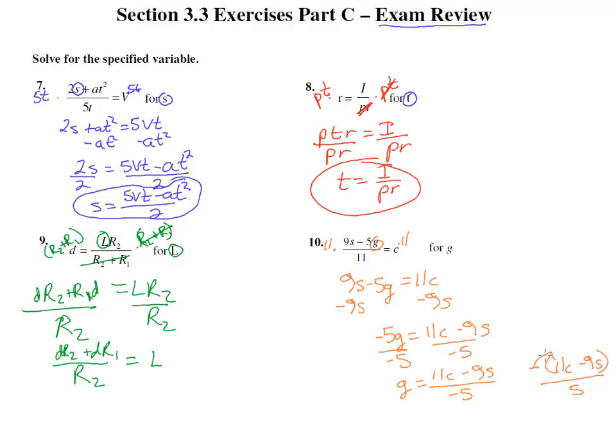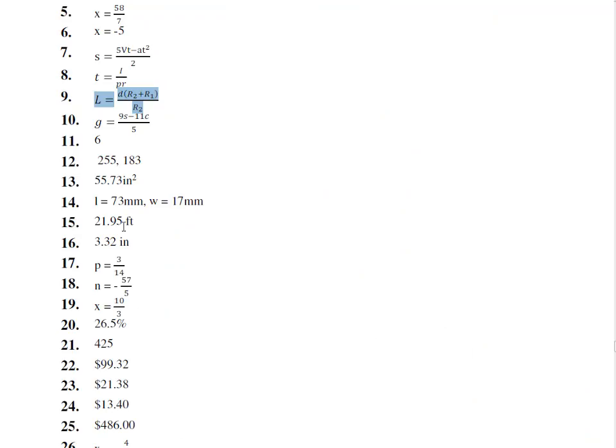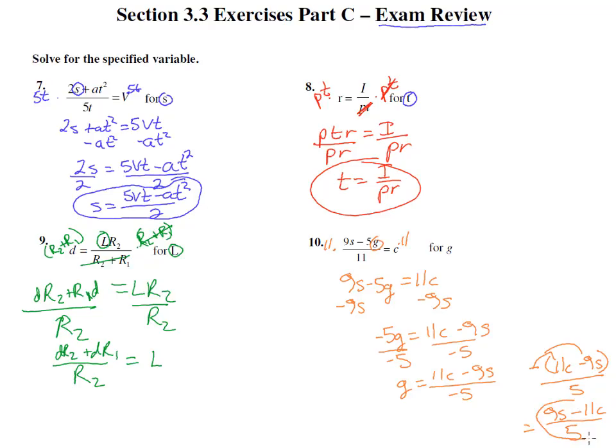So they will often do this so that they'll have a positive on the bottom. It is not more correct, it's just another way of writing it. So we get negative 11c and a positive 9s, which essentially moves them around, all over 5. So it could be this one or that one. Let's check our answer there. And it has 9s minus 11c all over that positive 5. They chose to write this one, but if you left it like this, that's perfectly fine. Good.